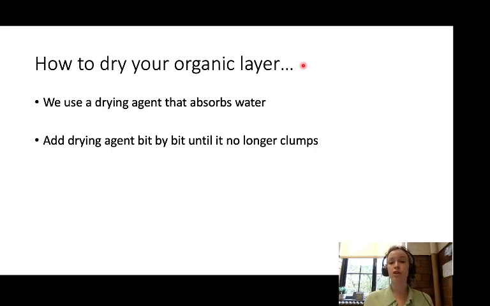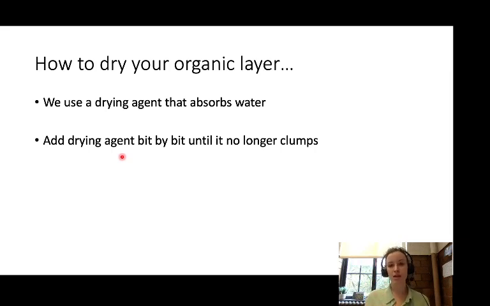So we'll be using drying agents, magnesium sulfate, sodium sulfate. They're great because they'll absorb all the water left in your organic layer. And the process here is a little bit slow. You'll have your Erlenmeyer flask with the organic layer in it. Add that drying agent bit by bit and do a gentle swirl.